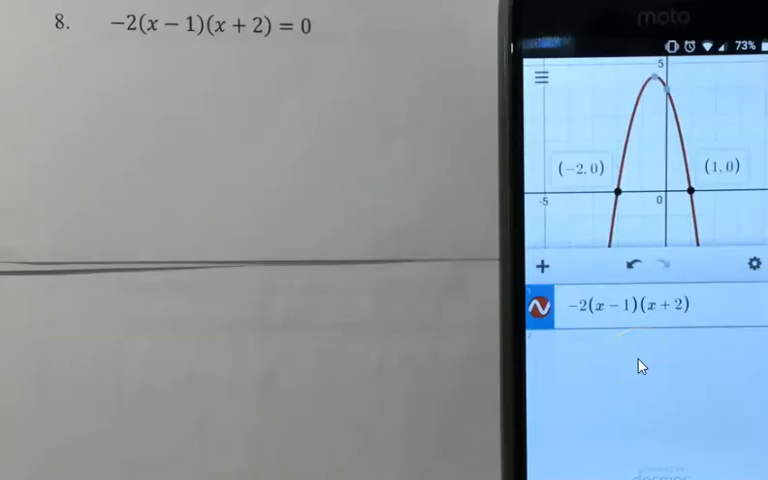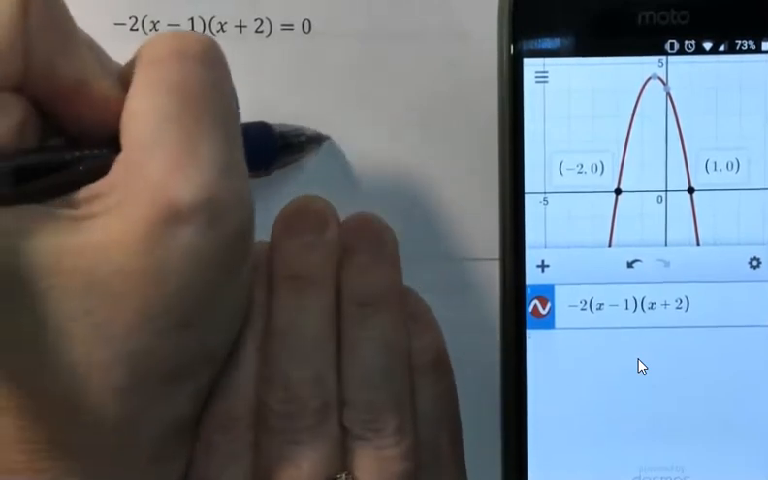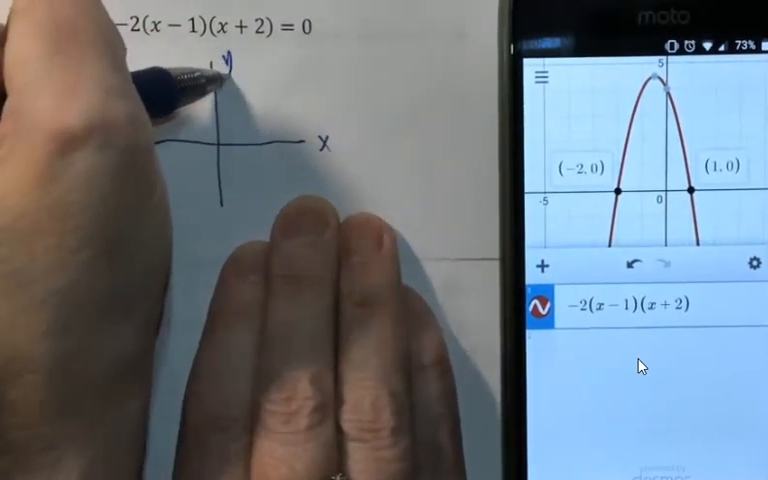Question 8. -2 times x minus 1 times x plus 2 equals 0. So I've typed the left side of the equation into my Desmos graphing calculator, and I've highlighted both of my x-intercepts. And so I'm going to make a sketch of this graph, again focusing on those two x-intercepts when I make my graph.